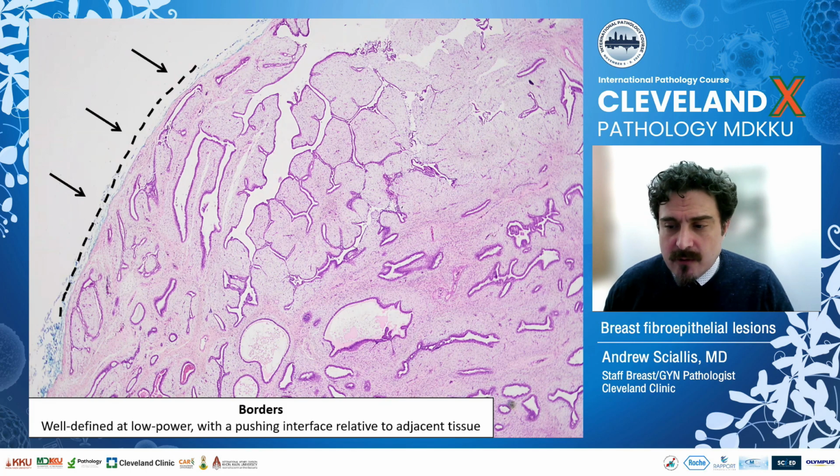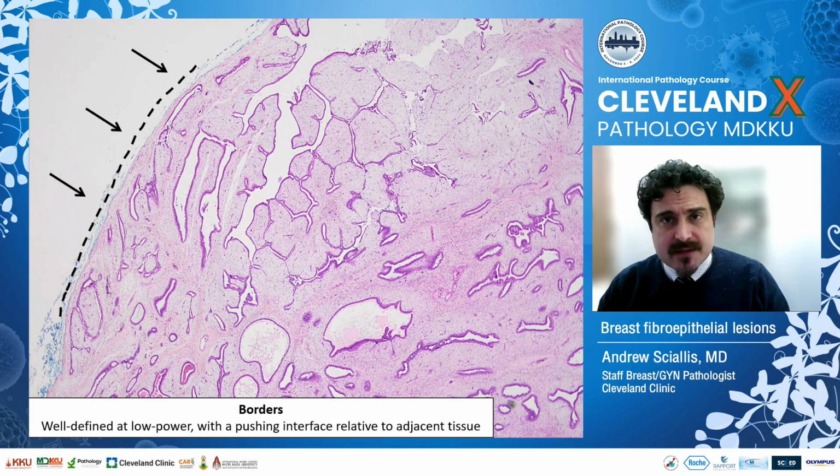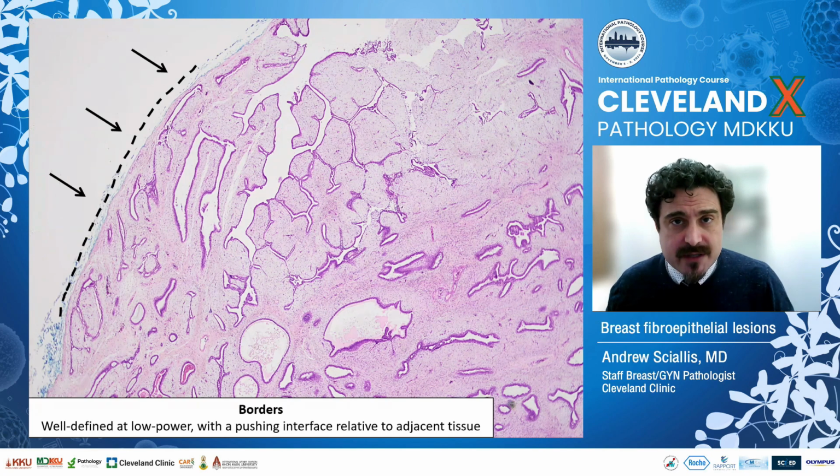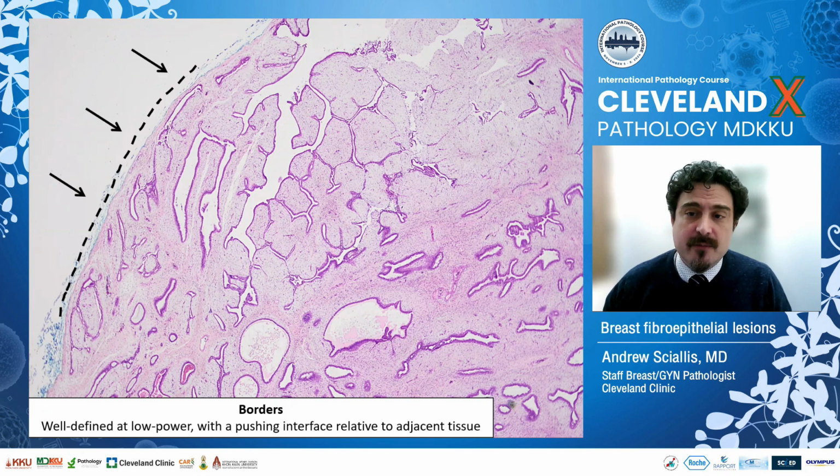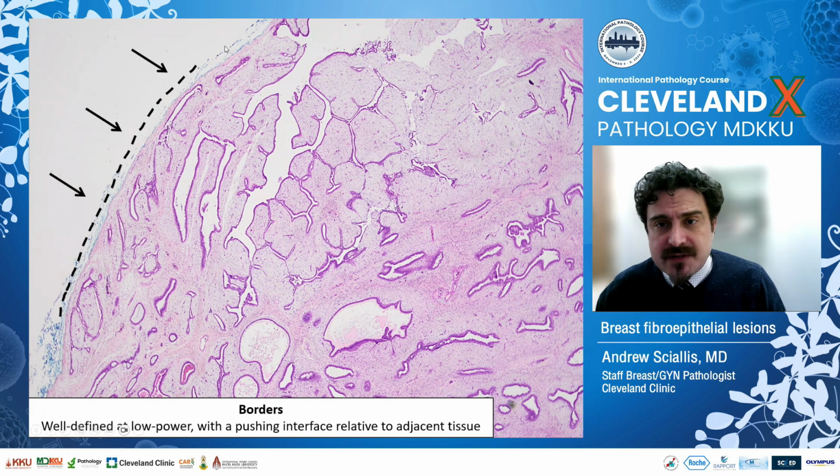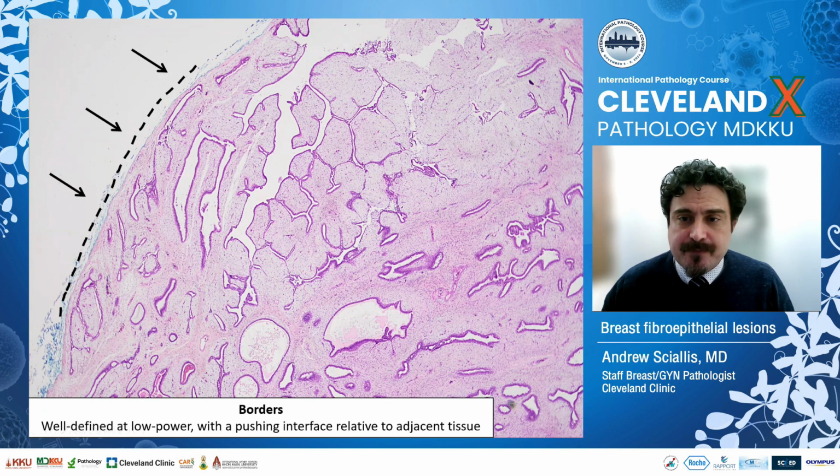Pushing interface relative to adjacent tissue. So that means that it can compress whatever background mammary tissue is there, but it shouldn't creep into it in a permeative or infiltrative pattern. So here we can draw a nice line that represents the limits of the growth of the fibroadenoma.